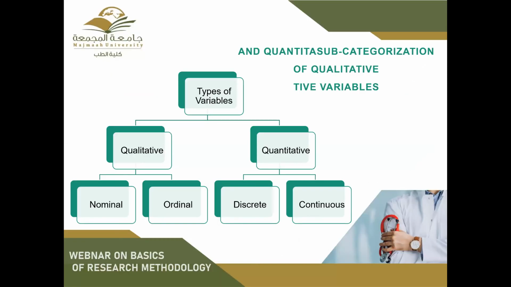Now let's see the further division of qualitative and quantitative variables. Qualitative variables are further divided into two categories, nominal and ordinal. And quantitative variables are divided into two subcategories, discrete and continuous. So let's see first nominal variables.